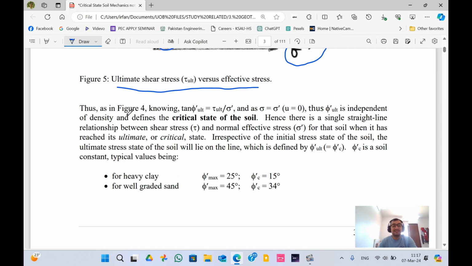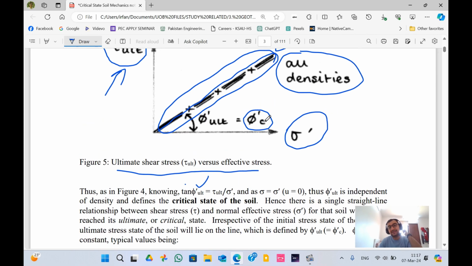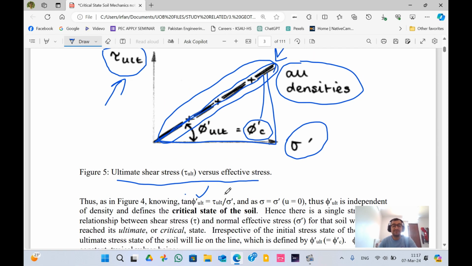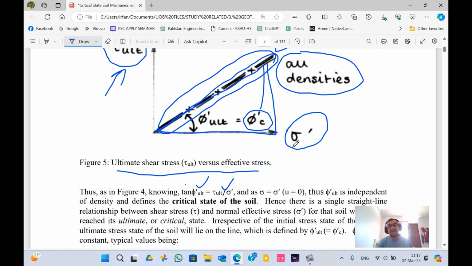Thus, as in figure 4, knowing that tan of the ultimate angle is equal to tau ultimate over sigma dash. Now, this is the basic formula because we know from trigonometry that tan of an angle is basically perpendicular divided by base. So perpendicular is tau ultimate obviously here, and sigma dash is the base.